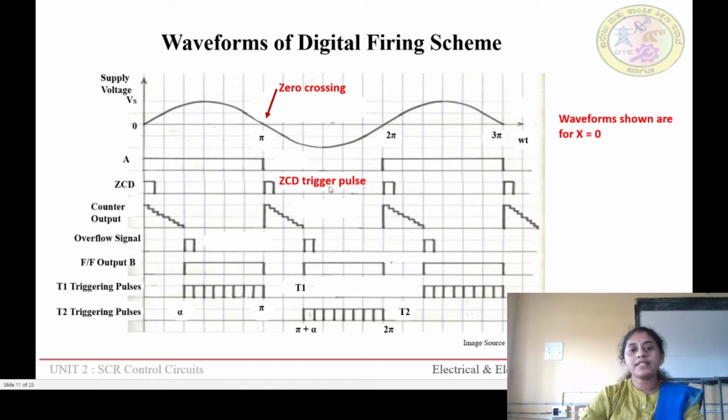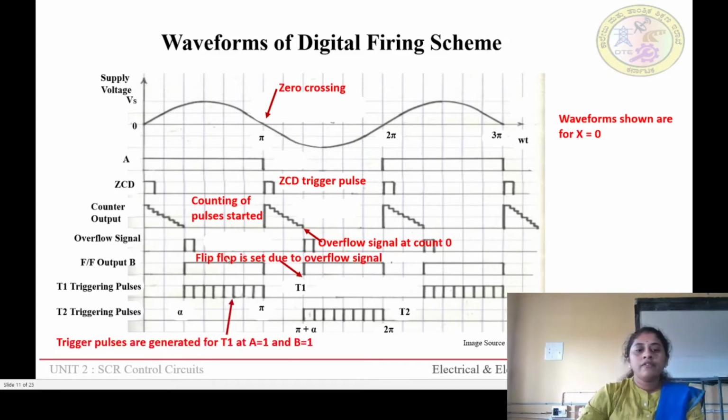Once the ZCD pulse is triggered, the counter starts counting down from the countdown value. It counts down till 0. Once the countdown reaches 0, an overflow signal is triggered by the counter. Once overflow is triggered, the flip-flop is set. The flip-flop processes that value and produces the output value B. This is the output value B.